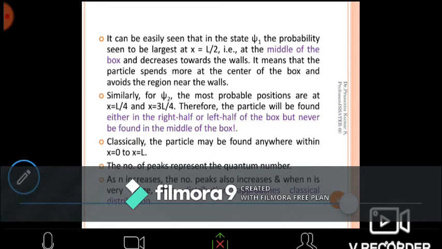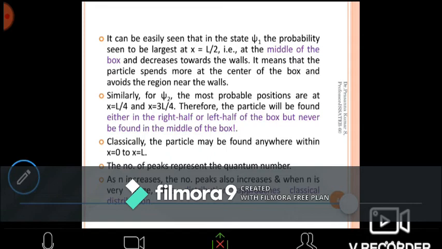If you take the second state, the probability is maximum at L by 4, and it is again maximum at 3L by 4, but it is minimum at L by 2. For the n equal to 1 state, probability is maximum at L by 2, but for the n equal to 2 state, probability is 0 at L by 2. See that? Okay.